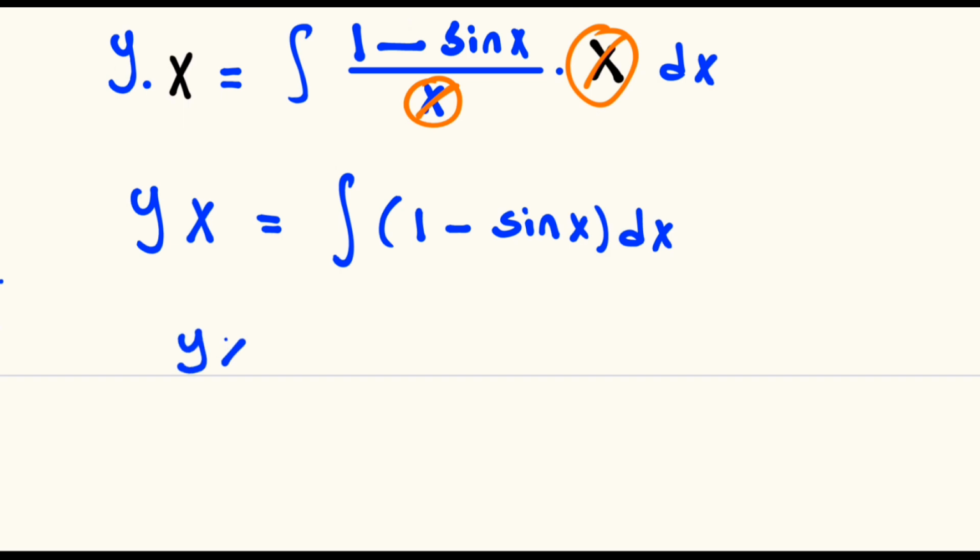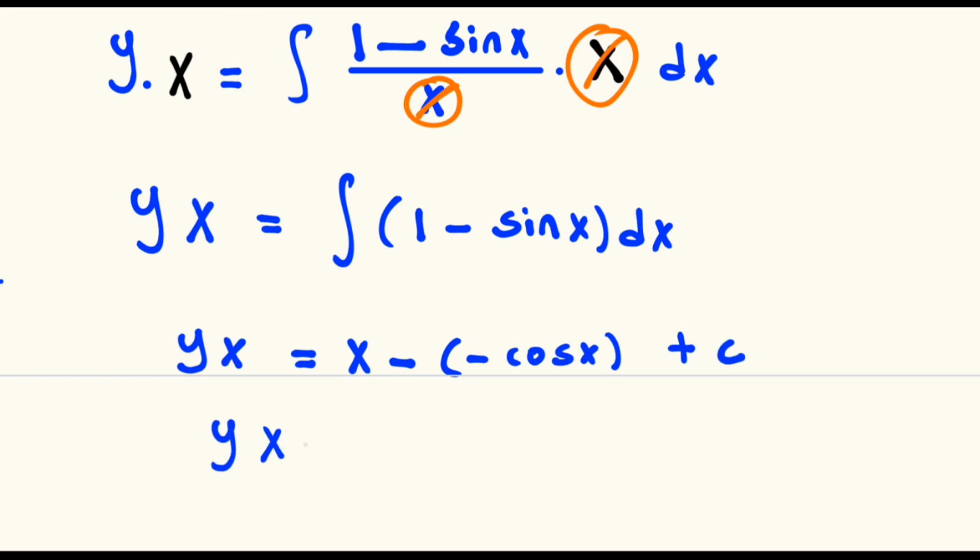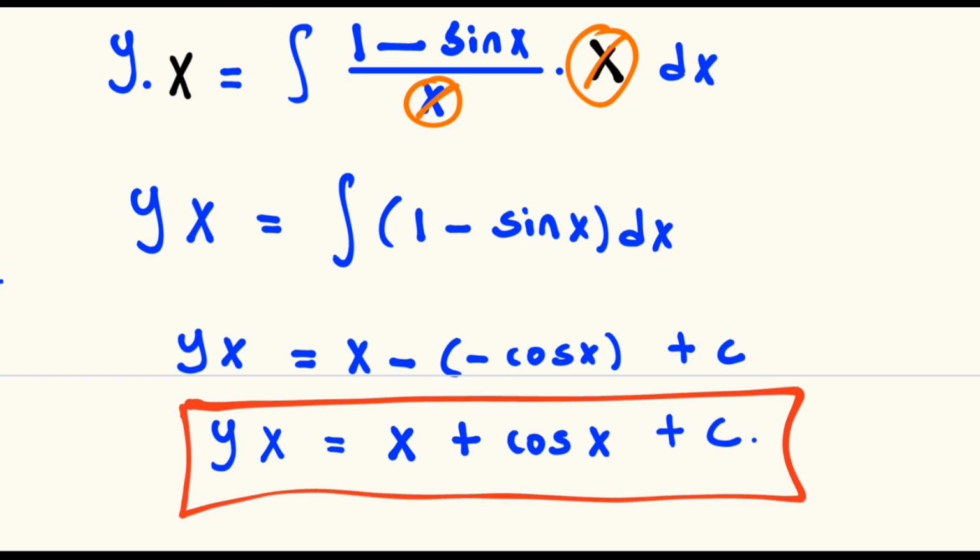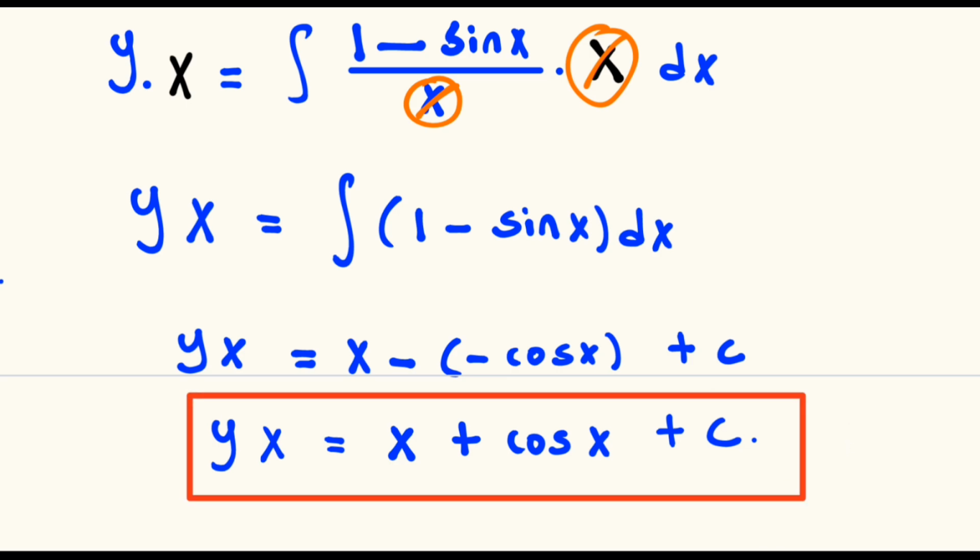So y multiplied by x will be equal to the integral of 1 with respect to x, which will be equal to x, minus the integral of sin x, which is equal to negative cos x, plus the constant c. So y multiplied by x will be equal to x plus cos x plus our constant c, and this will be our general equation. So you can choose to divide both sides of this equation by that x, but I'm just gonna leave it here.